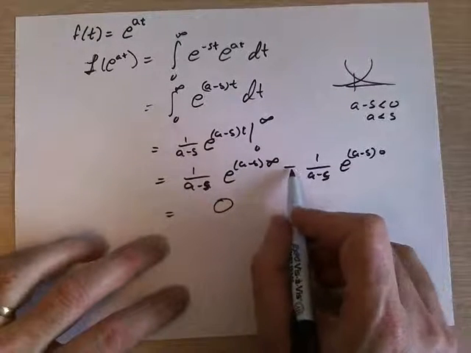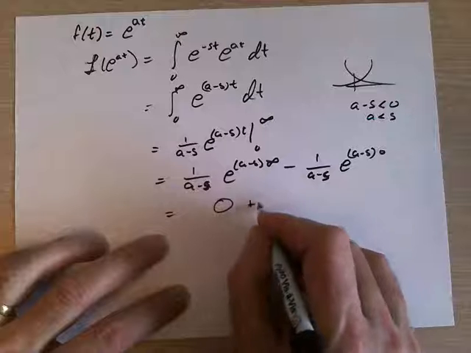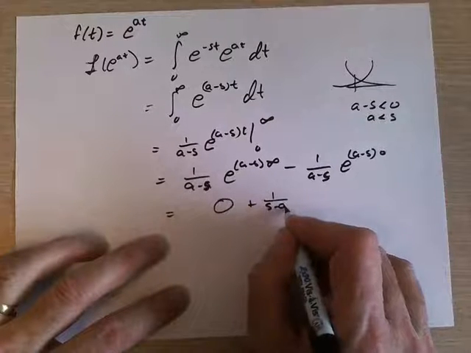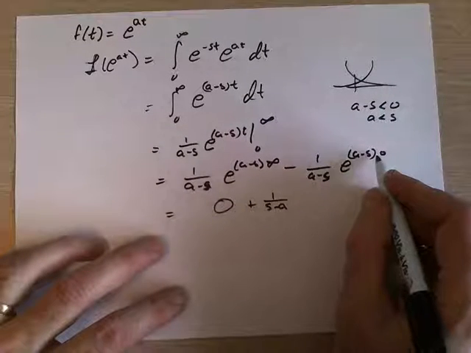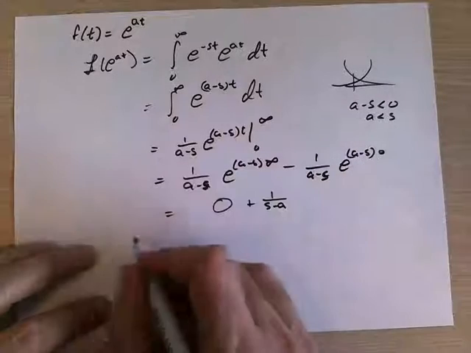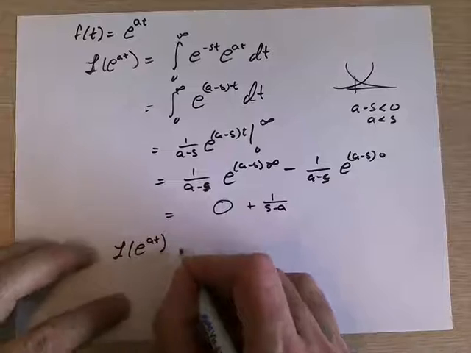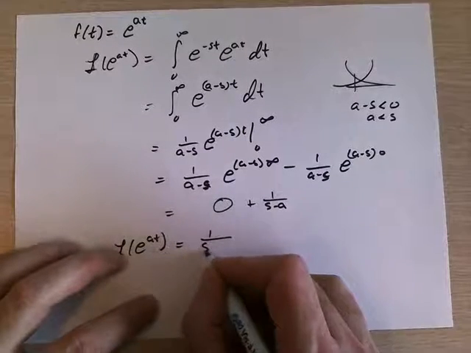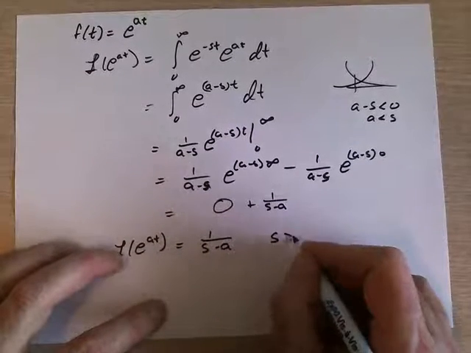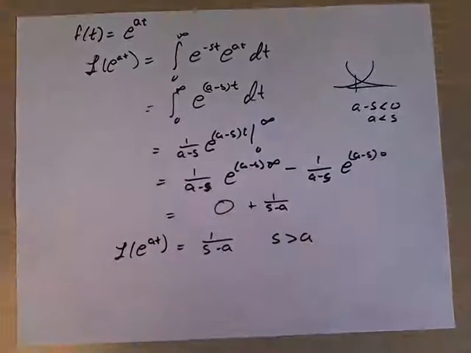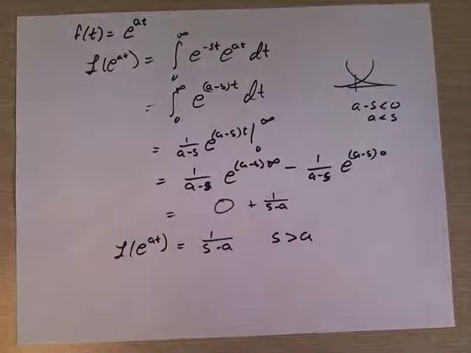I'm going to distribute the minus sign in here to write that as plus 1 over s minus a, and then I have e to the 0, which is 1. So the Laplace transform of e to the at is 1 over s minus a, and s has to be greater than a. Okay. Laplace transform of an exponential.